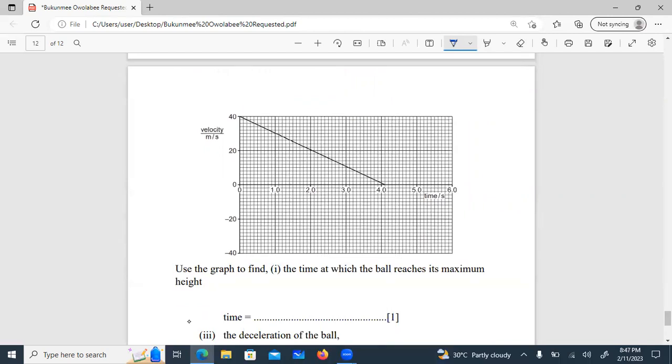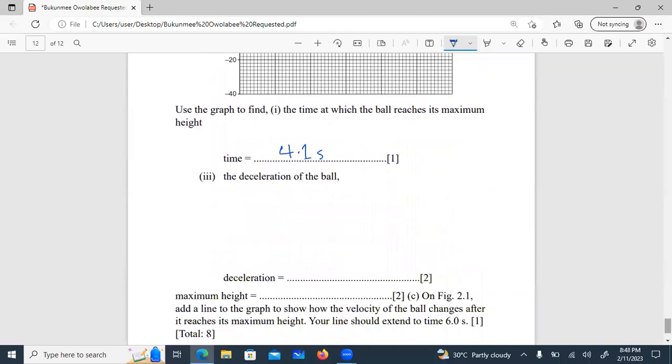So look at this graph. At maximum height, what happens to speed? Speed is 0. So you just trace at 0. Where does this slope hit point 0? That is 4.1. So what's the time at that point? You write 4.1 seconds. That's all. What else do we have?